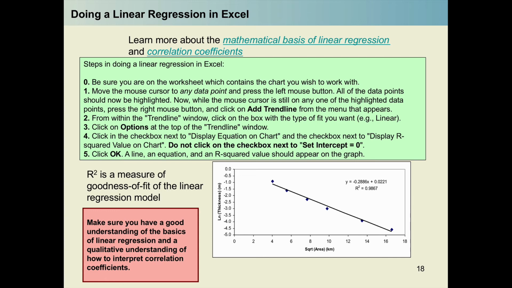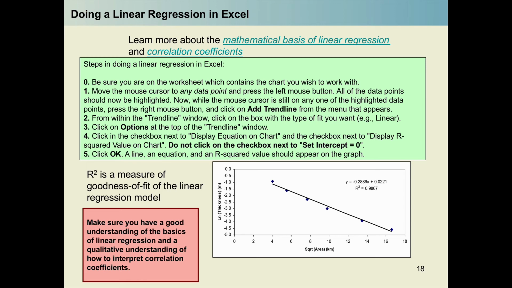So now you can go to Add Trend Line from the menu up in Excel. You'll need to find it if you're on a PC. I know where it is on the Mac, but the buttons are a little rearranged. From the Trend Line options window, click on the box of the line fit that you want, for example, linear. So select linear. For the options at the top of the trend line menu, you're going to want to check the box to display equation on chart and check the box next to display R squared value on chart. Don't click the box that sets the intercept to 0, because you want to know what the intercept is for your ln t naught. And click OK.